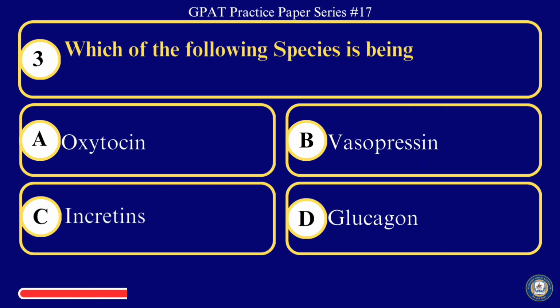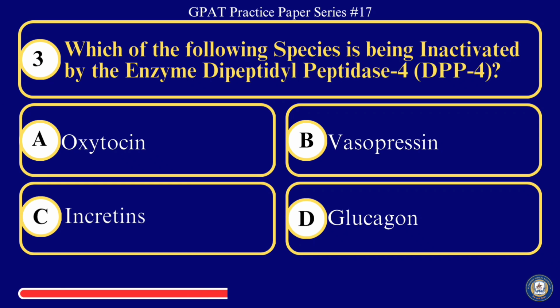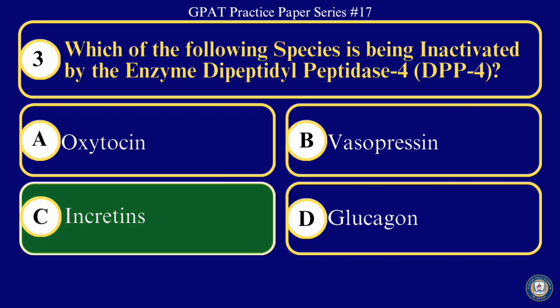Question number 3. Which of the following species is being inactivated by the enzyme dipeptidyl peptidase 4, DPP4? Your options are A. Oxytocin, B. Vasopressin, C. Incretins, and D. Glucagon. And the correct answer is option C. Incretin.